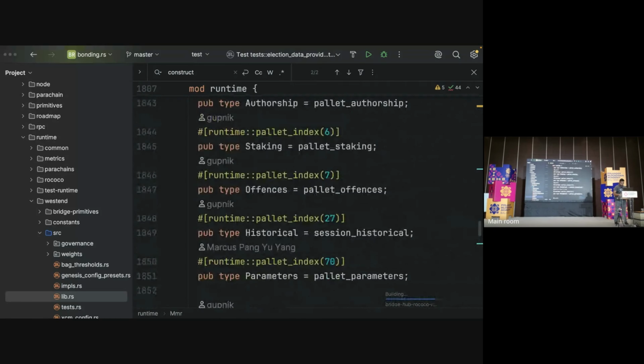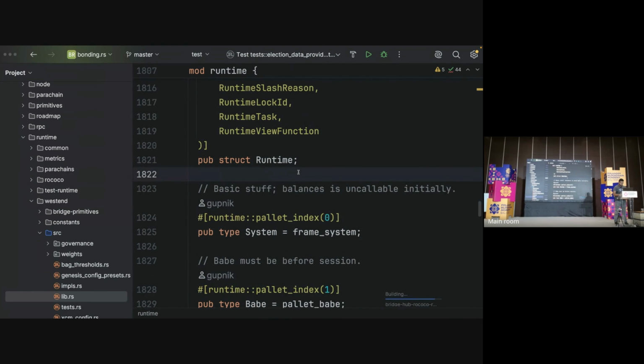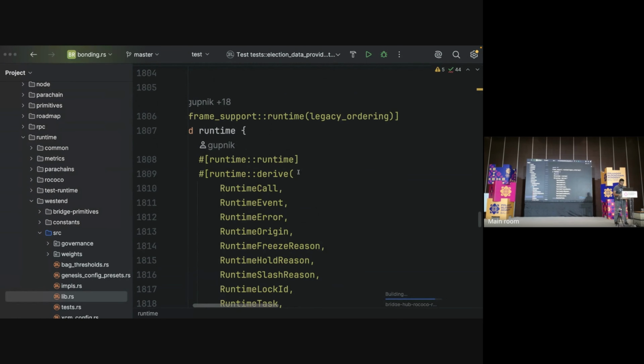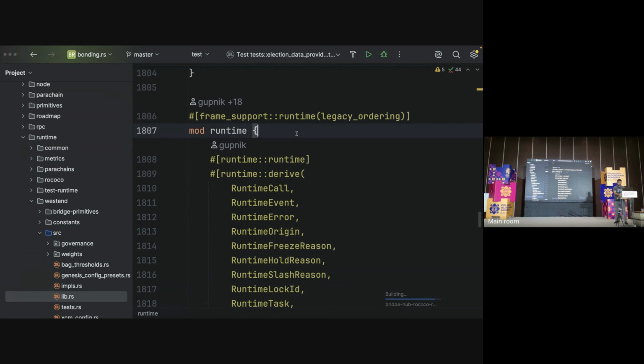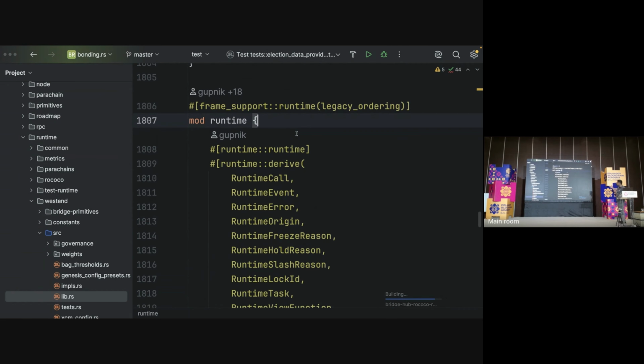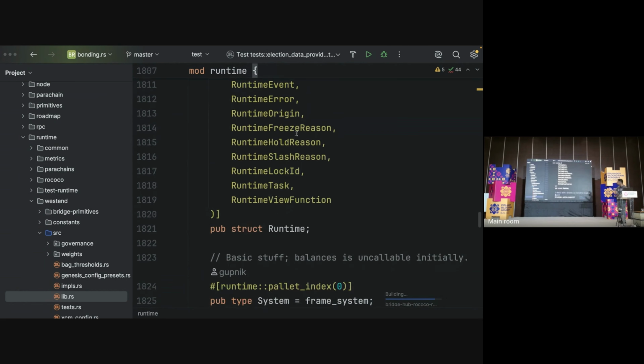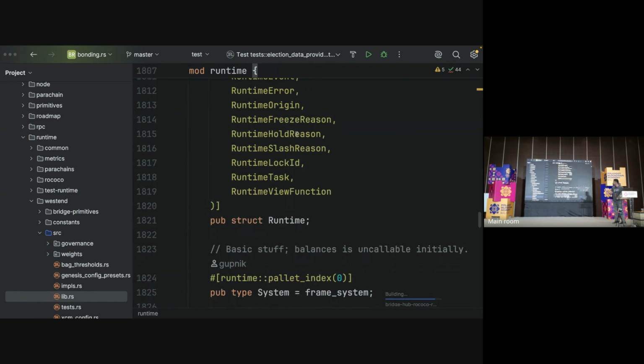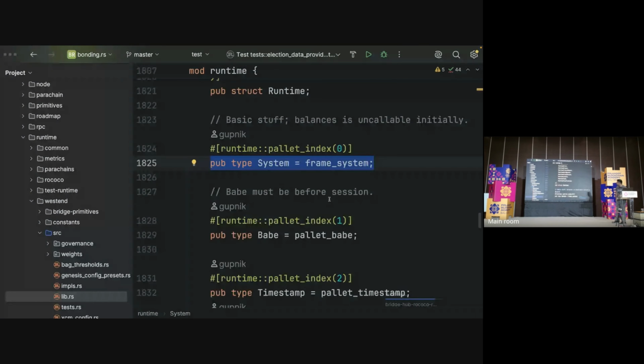A lot of pallets. So this is where we are declaring our runtime, with a bunch of attribute macros for our runtime struct, and then we start defining our pallets in this runtime. I think maybe Alex showed all this to you. But system is always 0.